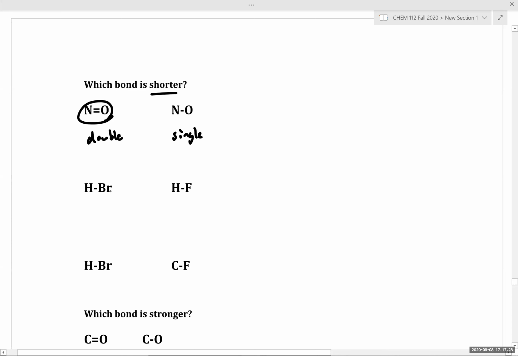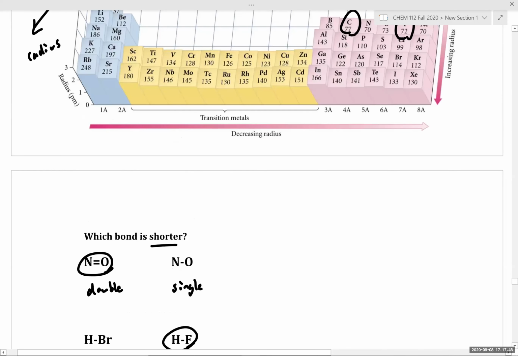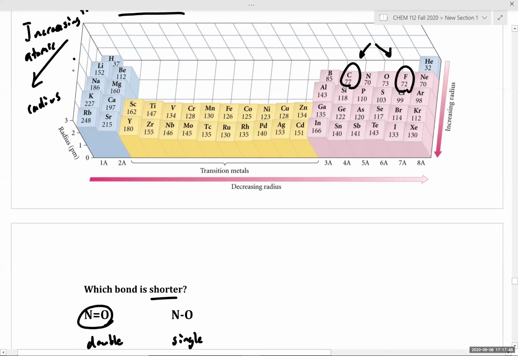Next, we're comparing HBr to HF. Fluorine is smaller, and as a result, we'd have a shorter bond. Likewise, now we're looking at a hydrogen-bromine bond versus a carbon-fluorine bond. So we have a 1s, and bromine is pretty massive. It's 1, 2, 3, 4.